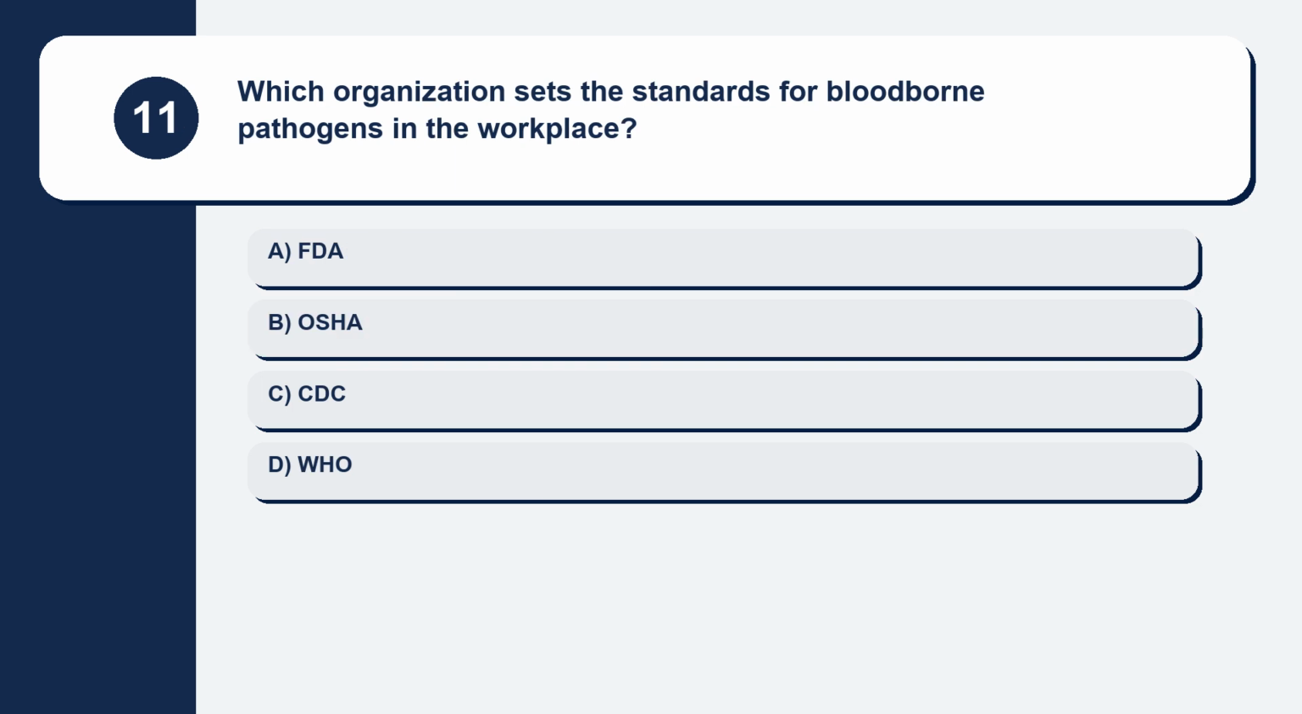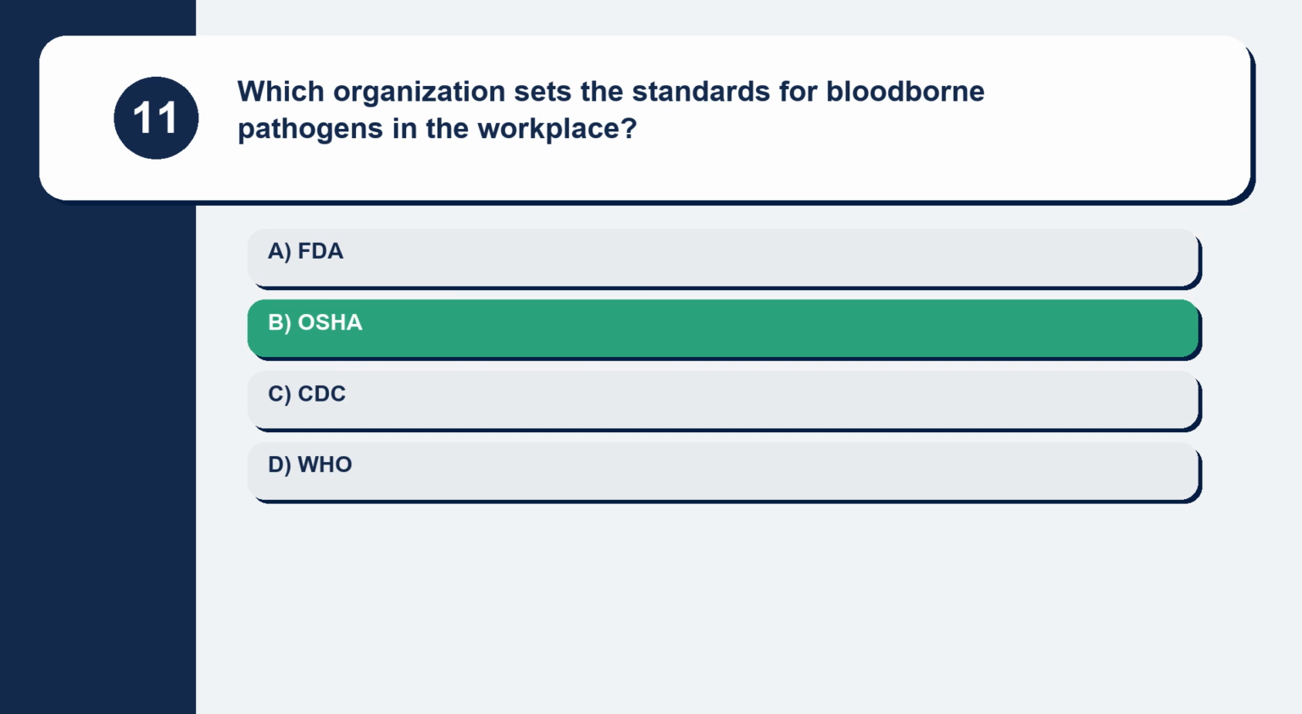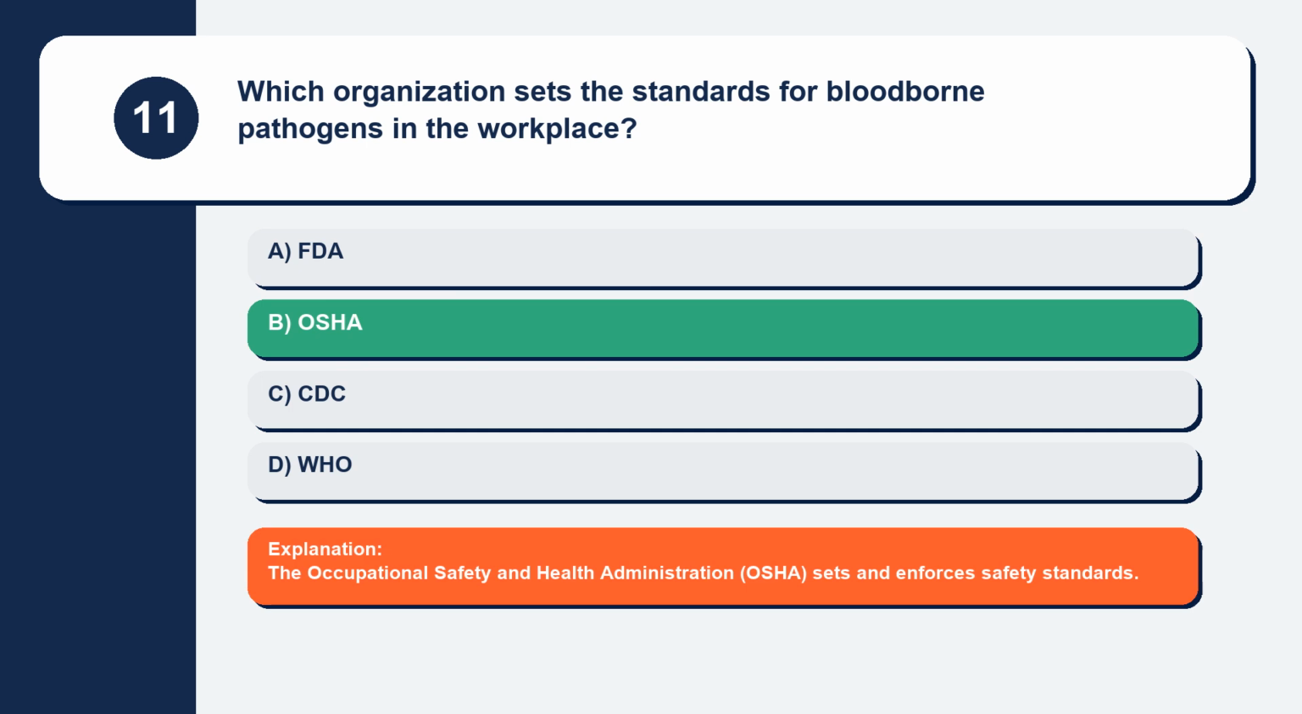Question 11. Which organization sets the standards for bloodborne pathogens in the workplace? FDA, OSHA, CDC. The Occupational Safety and Health Administration, OSHA, sets and enforces safety standards.